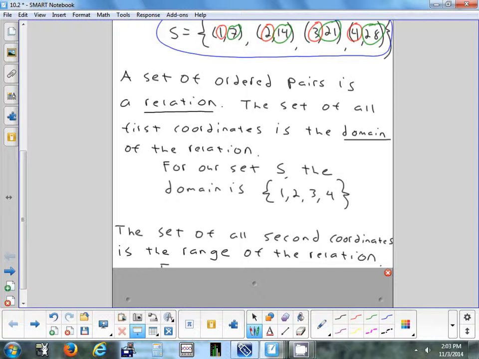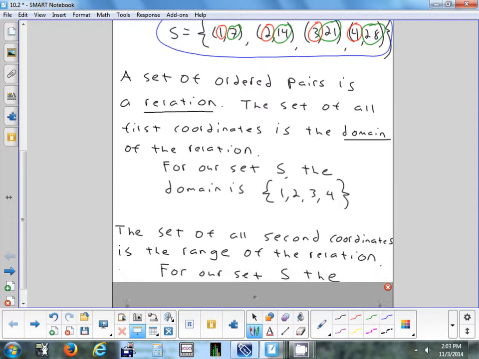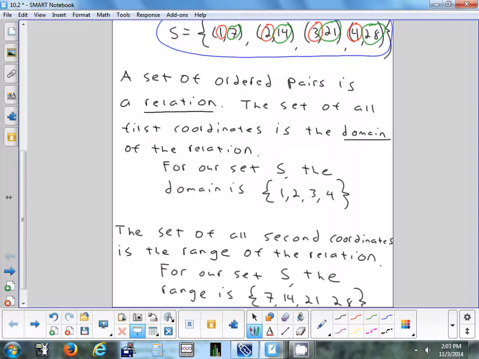Okay, that's your range. Any question on that? Okay, so a relation has two parts. It has a domain. Those are all the first numbers, all the x's. And it has a range. Those are all the second numbers, or the y's. So for our example, I circled them in green, but I also wrote them here for you. The range is 7, 14, 21, 28.